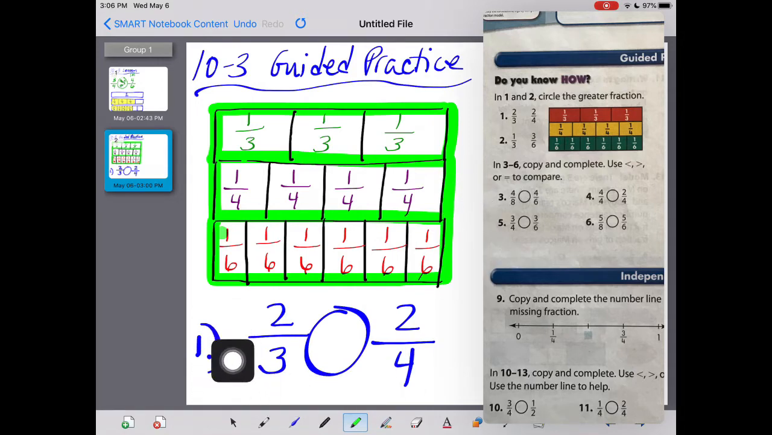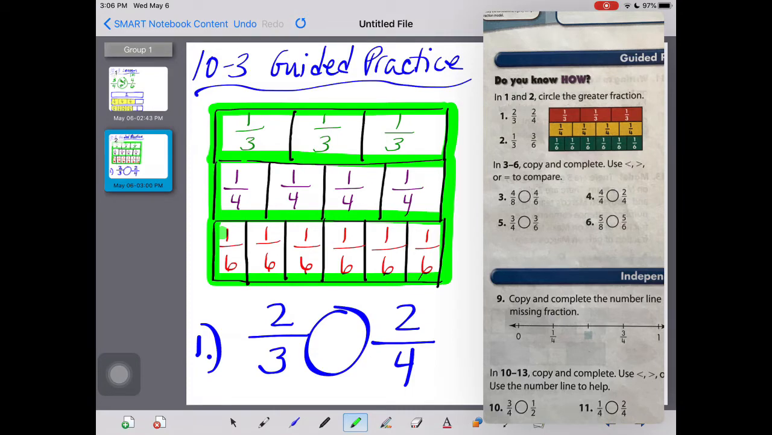So is 2/3, or 2 out of 3, so here's 1, 2/3 right here, is that greater than, less than, or equal to 2/4? 2 out of 4. And here's 2/4. So we have 2/3, 2/4. I want you to do some work here, figure it out. You write that down, give me an answer, and then pause it, and then come on back when you're ready.